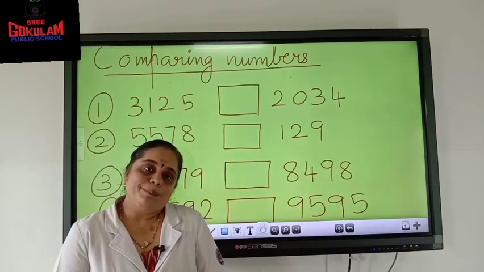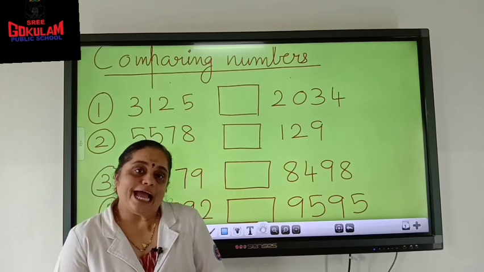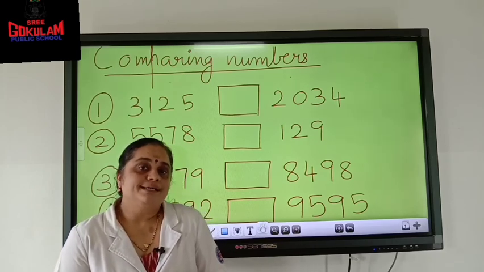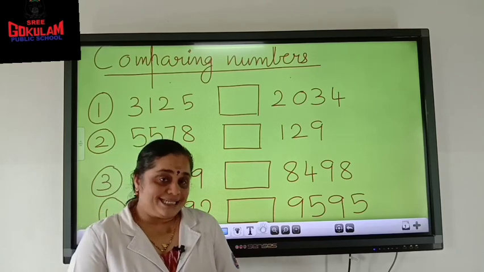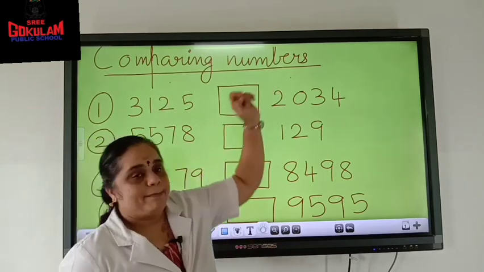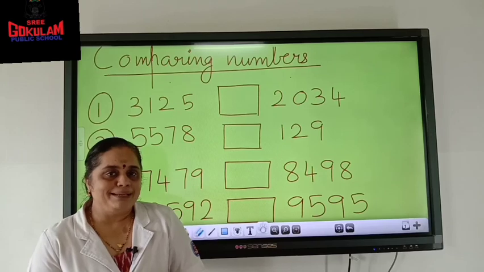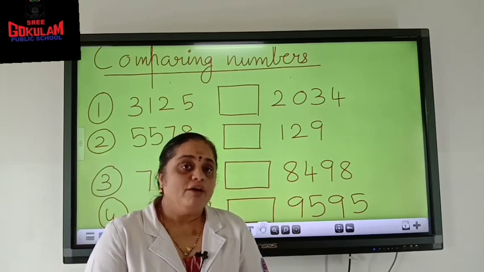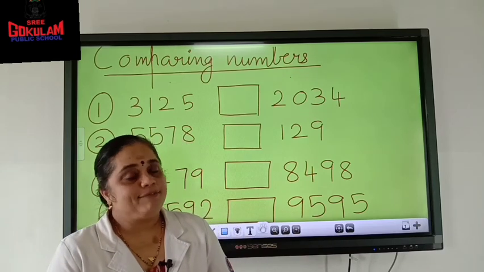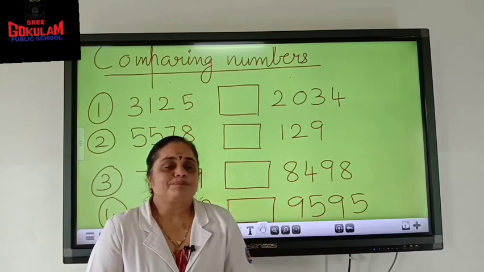What is the next topic we are going to study? Already I have given you some examples and also have introduced you in the online class about this. It is nothing but comparing numbers. What is the meaning of comparing numbers? You are comparing between two numbers, isn't it? We are finding which number is greater and which number is smaller, isn't it?